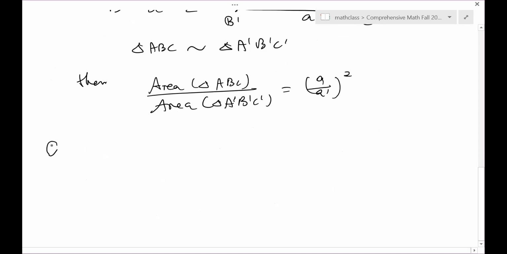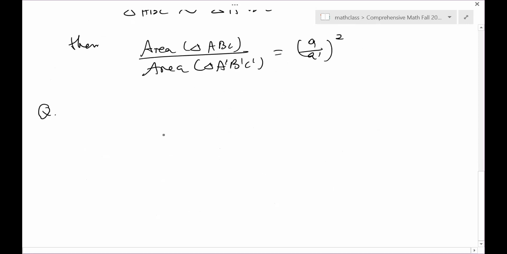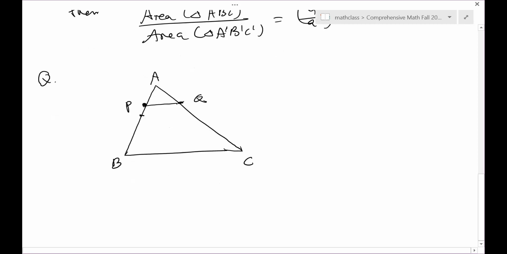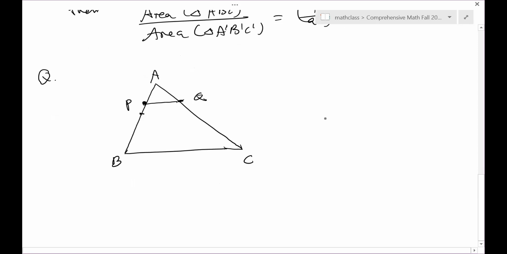Okay, so now let's take a look at the problem. Okay, we have a triangle. It's not necessarily an equilateral triangle, right? So it's A, B, and C. Okay, so P is here. This is a problem from the first homework actually, and we'll do it step by step. And Q is here. Okay, so now you draw the line. We are given the following information.